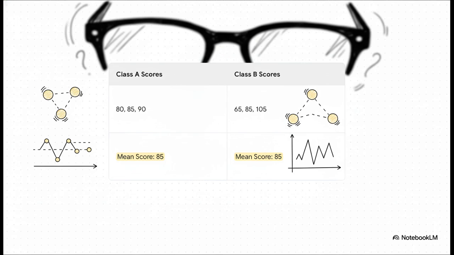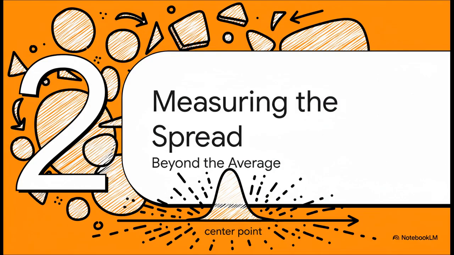But, and this is a huge but, here's the problem. Look at these two classes. They both have the exact same mean score, 85. But do they tell the same story? Not even close. Class A is super consistent. Everyone's clustered together. Class B is all over the place. Clearly, our single number, the mean, isn't giving us the full picture. So you see the issue. That center point alone can be really misleading. We need more detail. It's time to add a little depth to our portrait of the data.